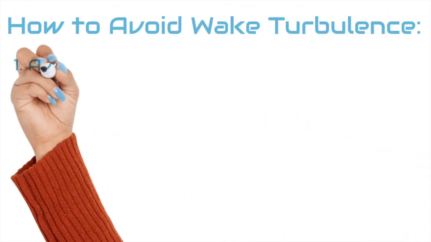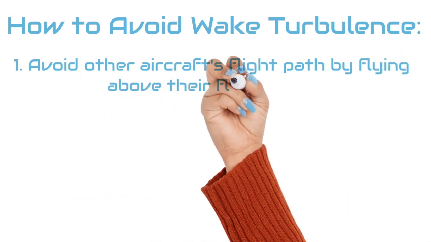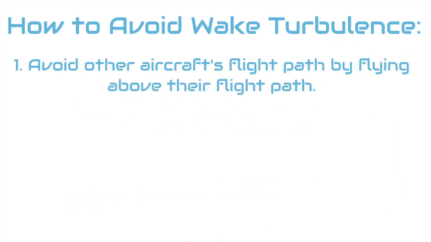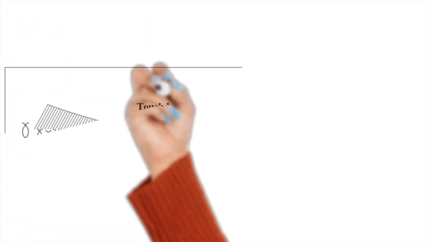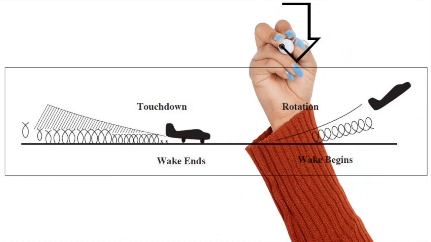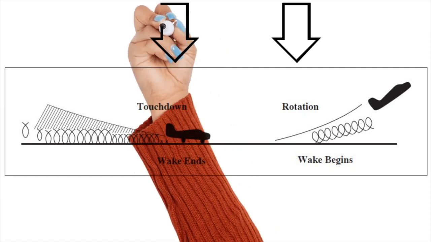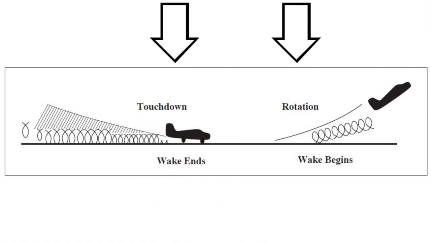How do we avoid wake turbulence? The first approach is to avoid flying through another aircraft's flight path. Since the vortices sink, flying above that airplane's path will keep you out of wake turbulence. Wake turbulence starts to be created after rotation, and it stops being created upon landing. When the wings are no longer creating lift, the wake stops being created.